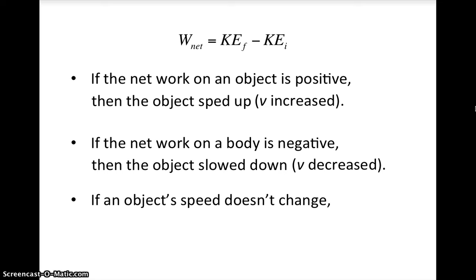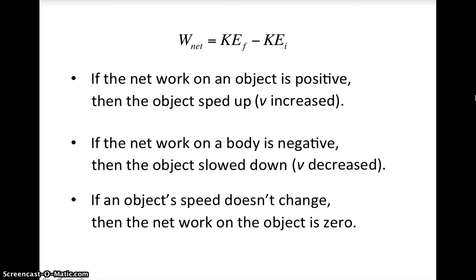And if an object's speed doesn't change over some interval, if final and initial kinetic energy are equal, then the net work on the object is 0, because you're subtracting something like 5 minus 5, because the speed doesn't change.